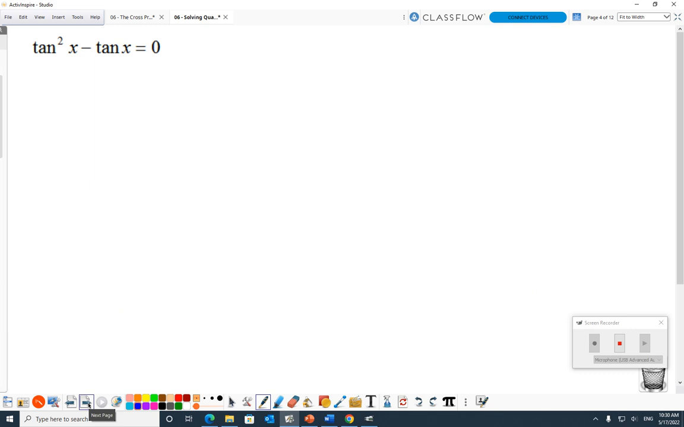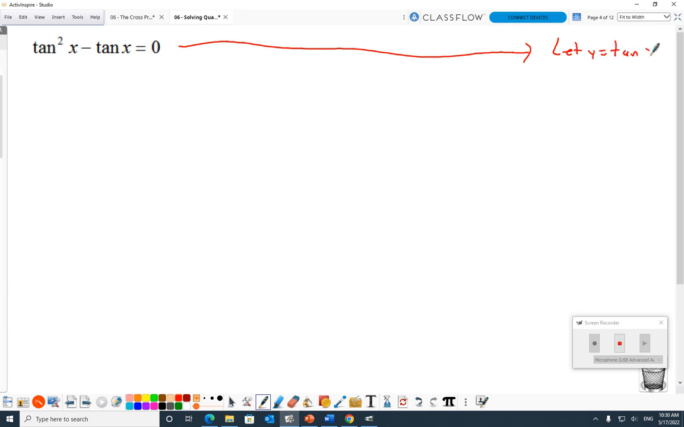Tan squared x minus tan x. I've got to get my reference sheet to make sure I know when we're at 4. Tan squared x minus tan x equals 0. Hard to look at. So when you see that, I'll switch over to red. You go over here and you go, let y equals tan x.